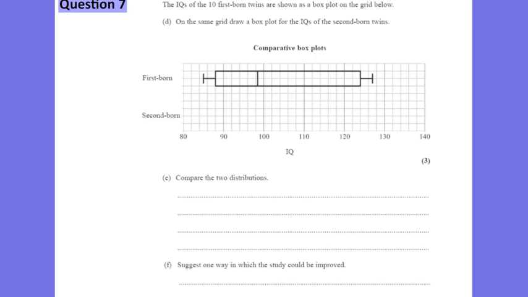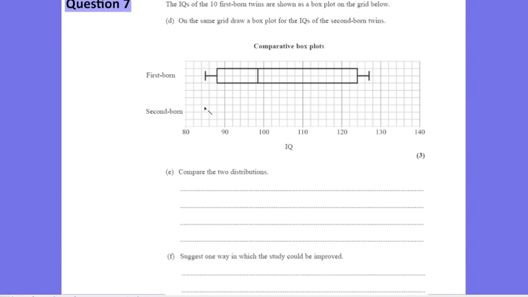This question then moves on and says that the IQ for the firstborn twins are shown as a box plot in the grid below. On the same grid, we're asked to draw a box plot for the IQ for the second-born twins. We're going to use our information from the previous page. First up, we're going to draw the minimum value.